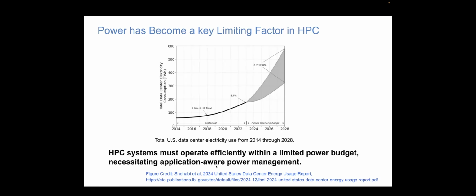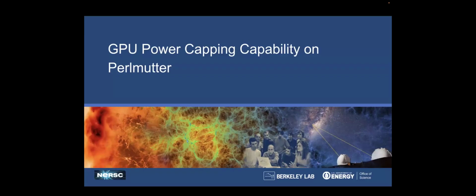Application-aware means we can optimize the power allocation among the applications, so the applications that need more power can get more power allocation. But anyway, this is the intro.